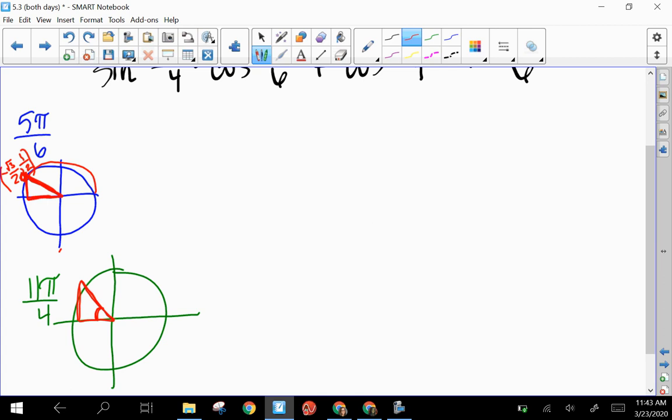I love when they're 45, 45, 90s because that means that it's root 2 over 2 for both. However, remember that we are in quadrant 2, and in quadrant 2 our x's or our cosine values are negative and our y values are positive.